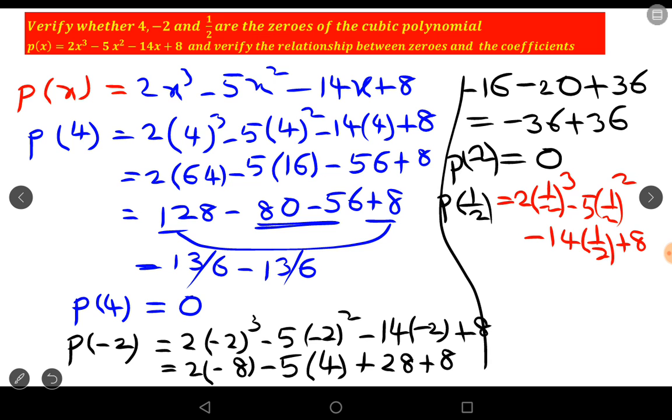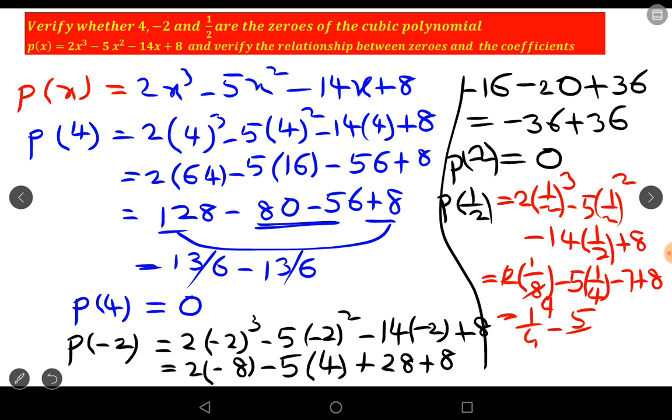Okay, so 2 times of 1 by 2 whole cube: numerator cube is 1, denominator cube is 8. Next, 5 times of 1 by 2 whole square, so 1 by 4. Here minus 14 times 1 by 2 is 14 by 2, so minus 7 plus 8. Here 2 ones are 2, 4 twos are 8, so 1 by 4 minus 5 by 4, and minus 7 plus 8. These two are integers, so their sum is equal to plus 1.